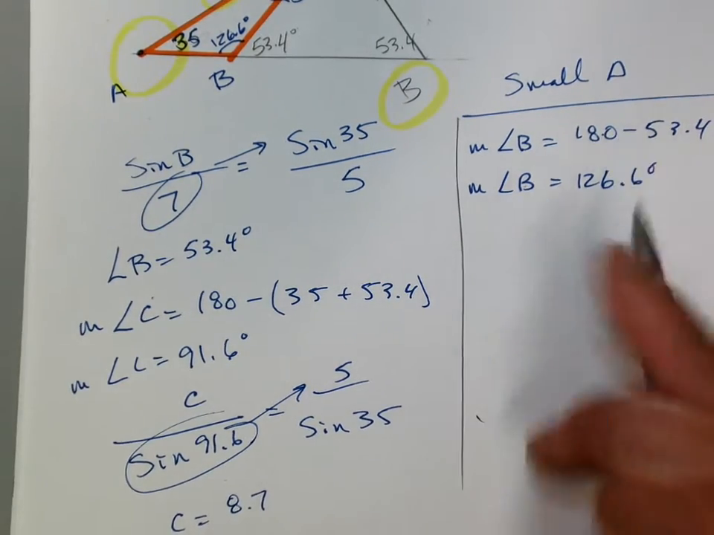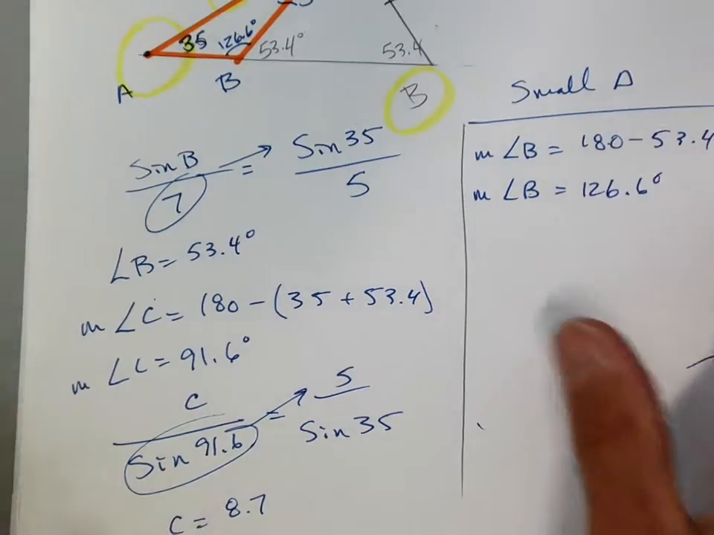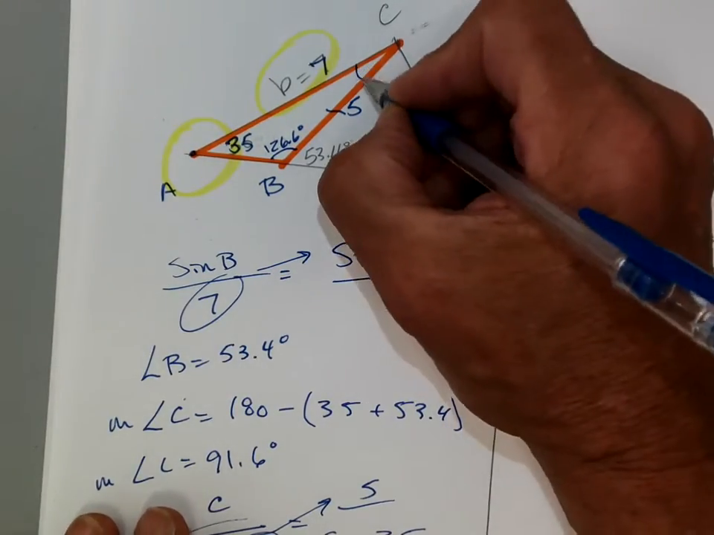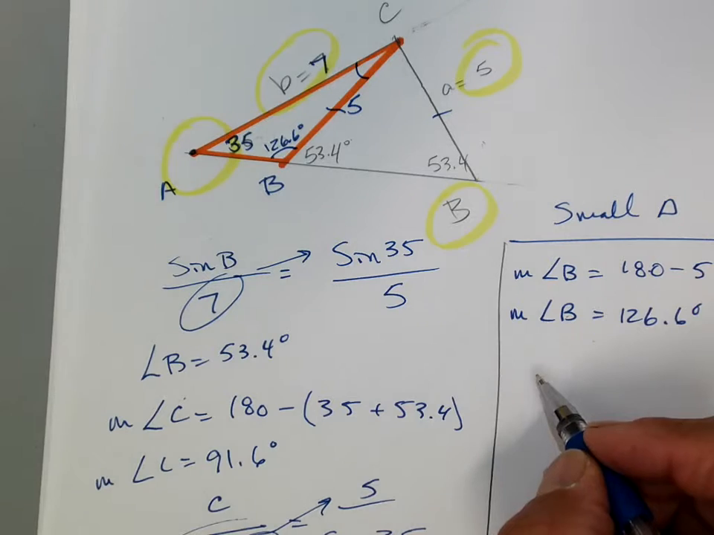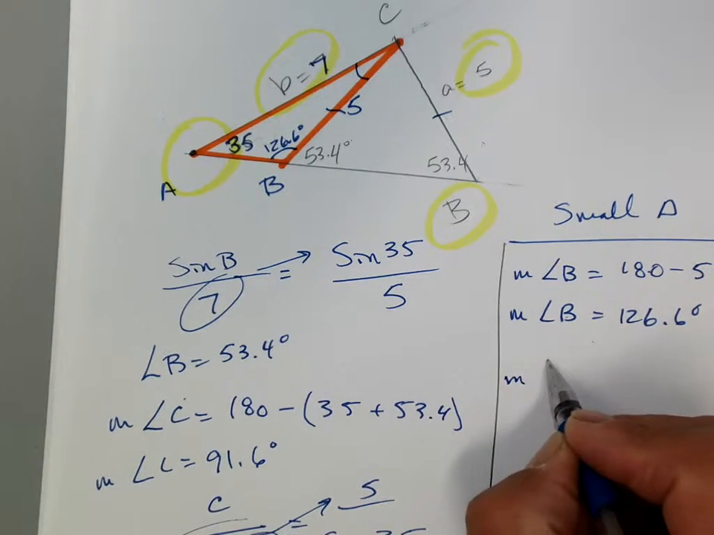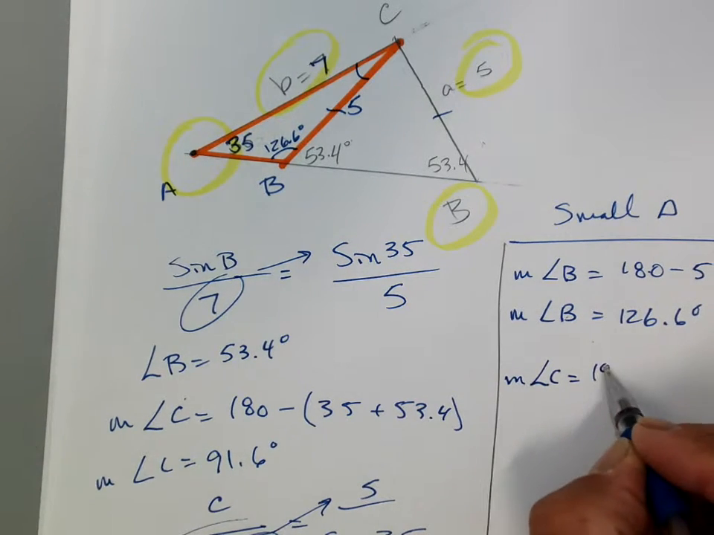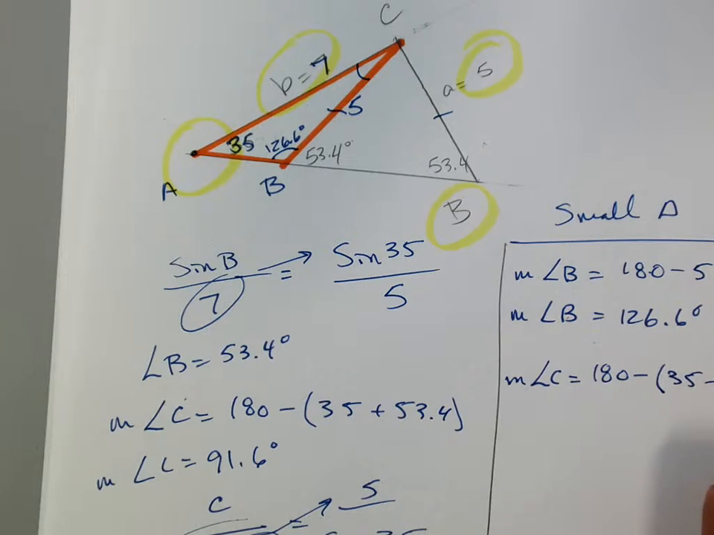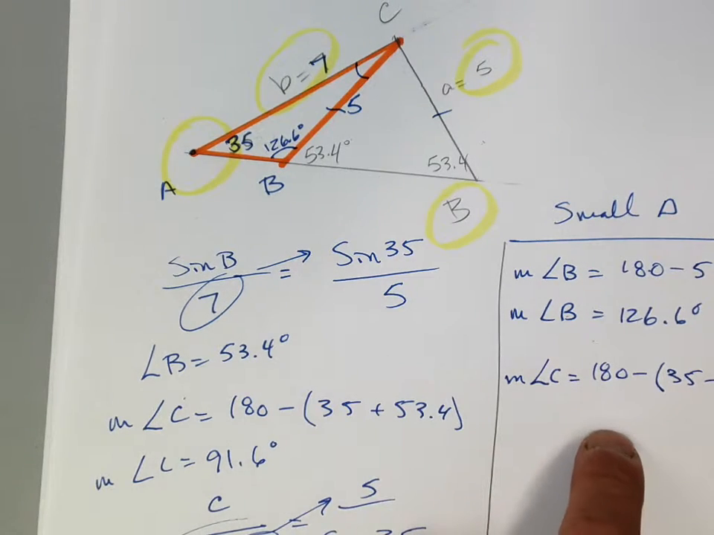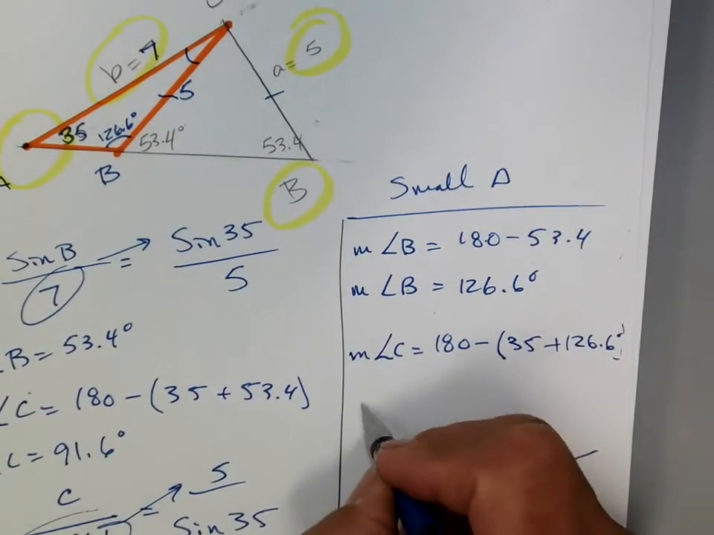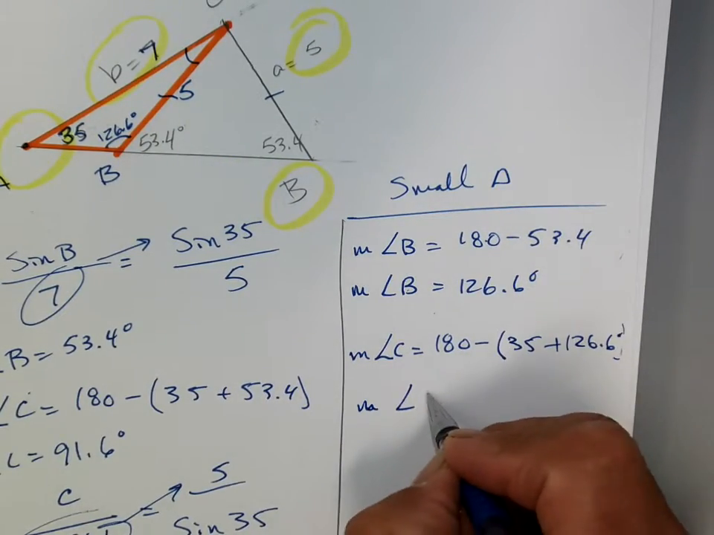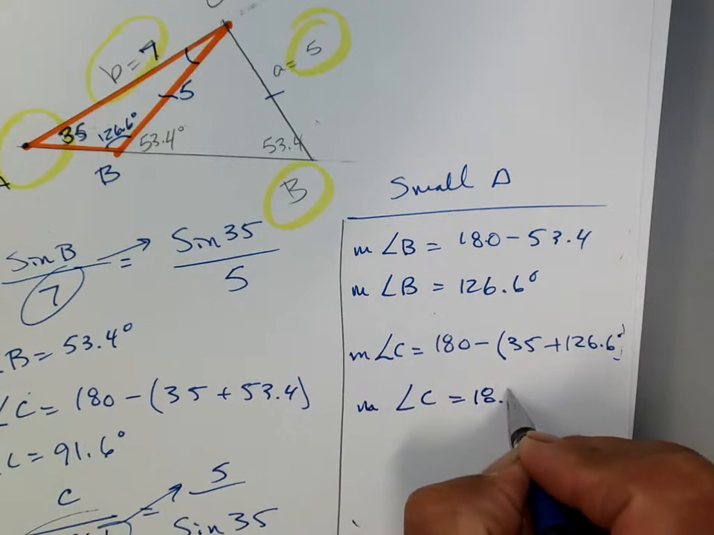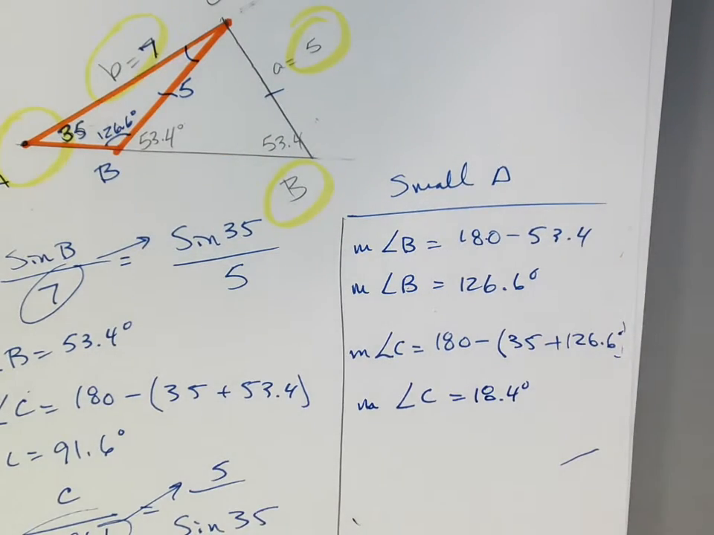Now, let's go back to this one. Angle C. Angle C is just here. But it's the same thing. It's like 180 degrees in a triangle. So the measure of angle C is 180 minus my 35 plus my 126.6 degrees. Did you already get it? What is it? 18.4. 18.4. I'm going to believe you because you're always right.